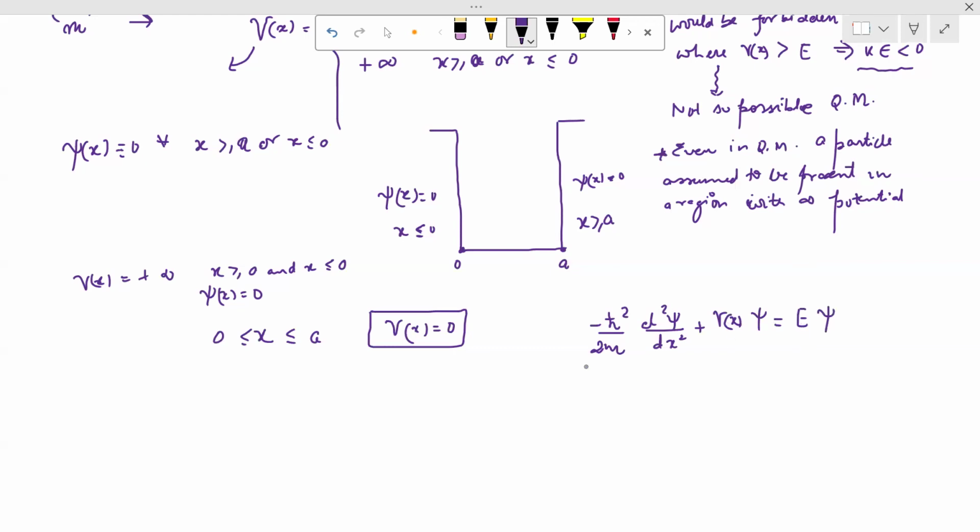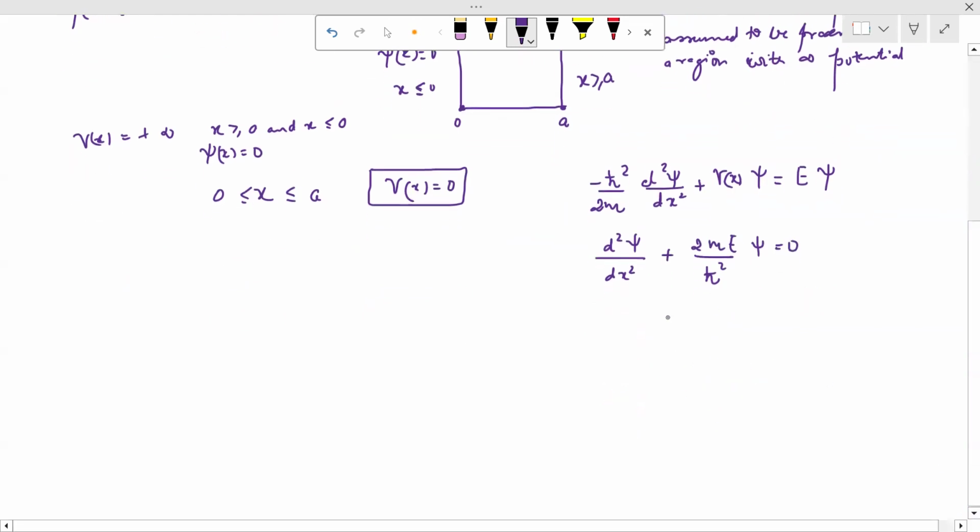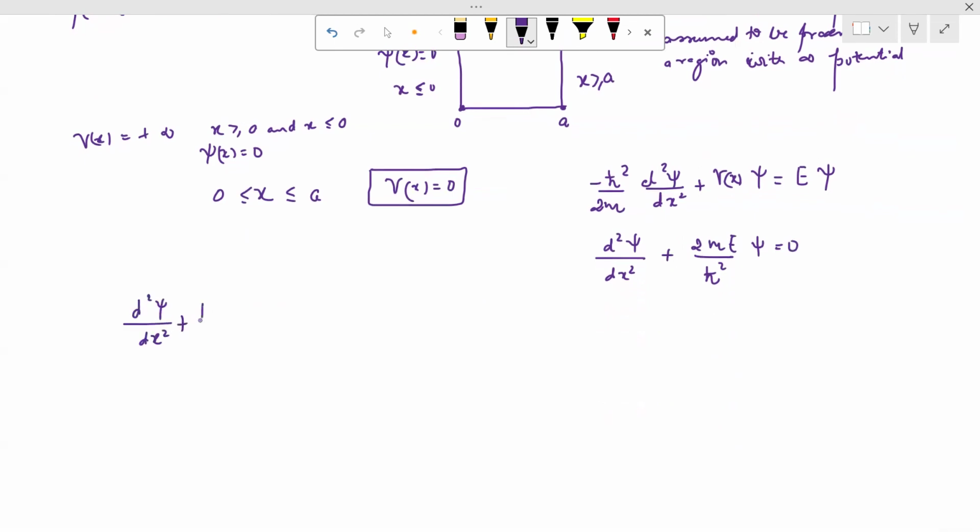And I know that V(x) is 0, so this will be equal to d²ψ upon dx² plus 2mE upon ħ² ψ is equal to 0. So this is equivalent to solving a second order differential equation. I hope everybody knows the solution for the second order differential equation. I'll equate it to k, so this is your k². I'll write it as k²ψ equal to 0.